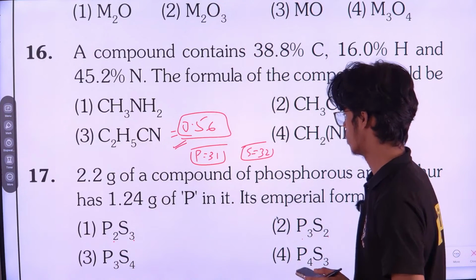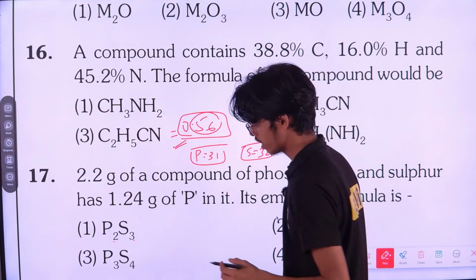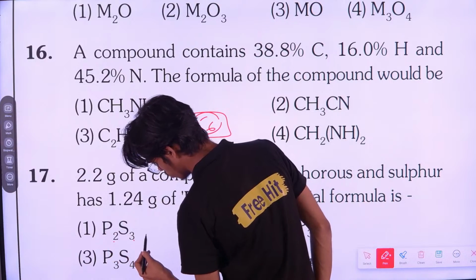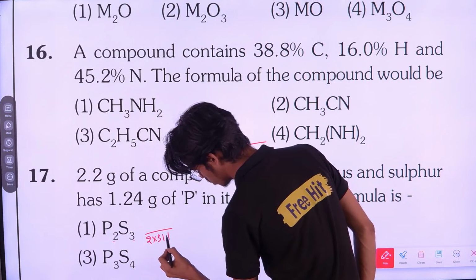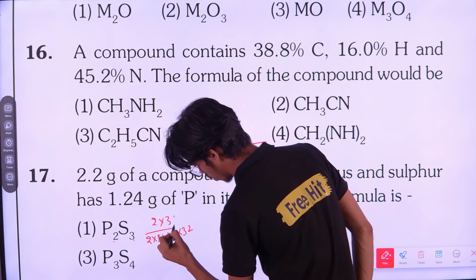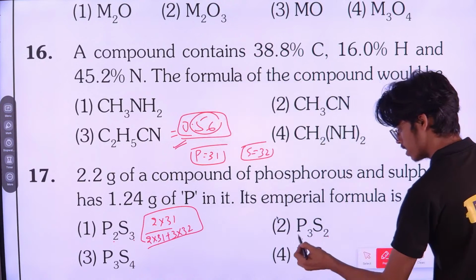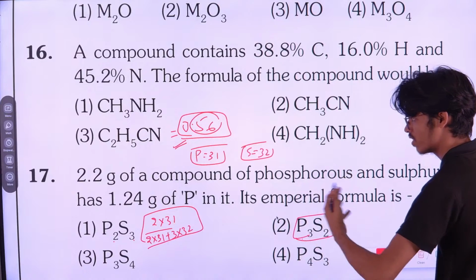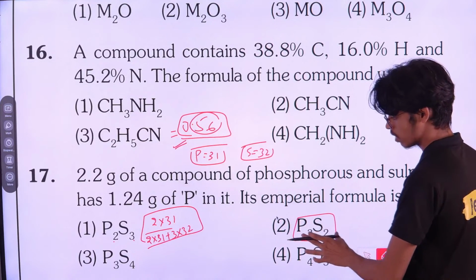If we take it, we want the ratio to be near 50, right? If we take these compounds, this is 2 into 31 plus 3 into 32, divided by 2 into 31. Got it? This number is not going to be near 50. Same way, P3S2 is not going to be near 56, or 46, 56. These options are somewhat not looking good.